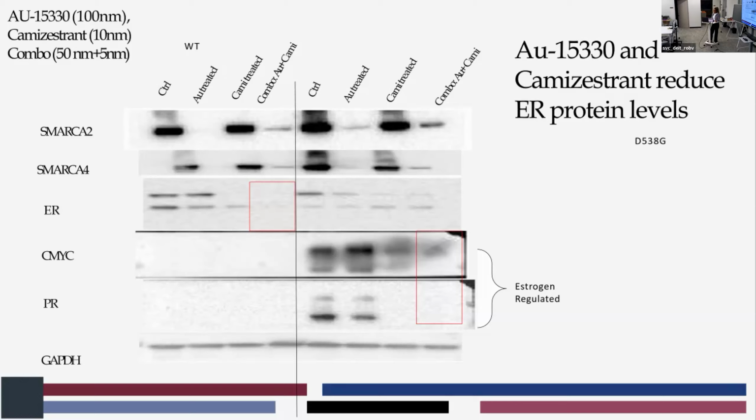So the estrogen receptor is degraded with Cami alone, and in the wild type cell line, the combo treatment AU plus Cami shows better degradation, and in the mutant, just AU treated alone was able to reduce our ER levels. We also saw a reduction of the estrogen regulated proteins c-Myc and PR. In the combination treatment, we saw the lowest levels of c-Myc, which is in that red box. This is a suggestion that the combination does better at blocking the ER regulated pathways than single agents alone.